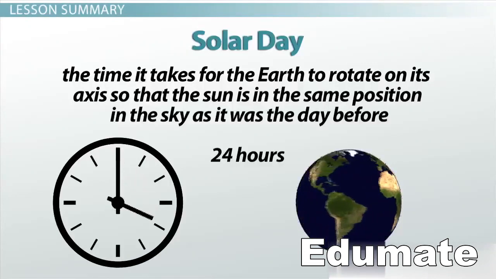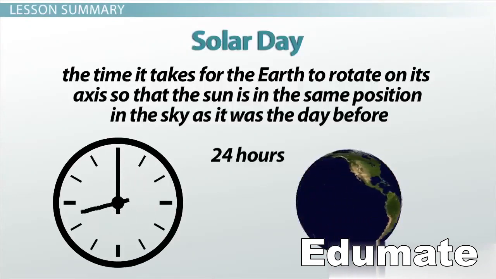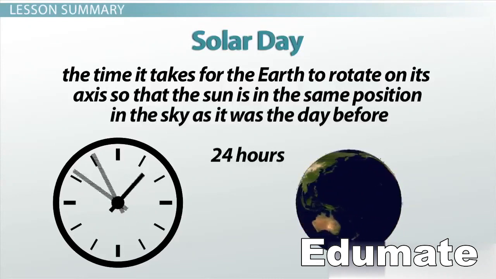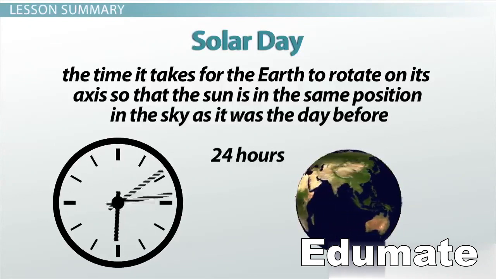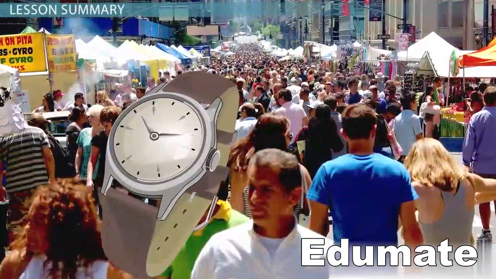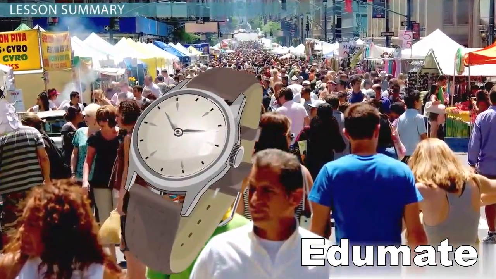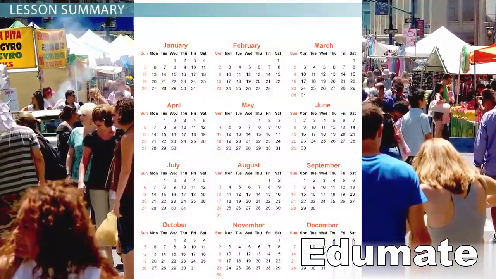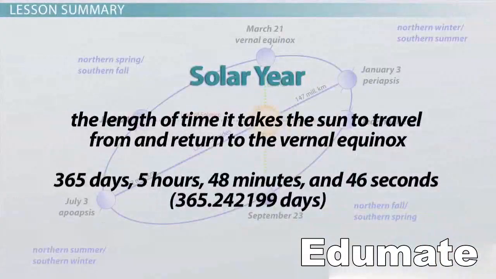A solar day is the time it takes for the Earth to rotate on its axis so that the Sun is in the same position in the sky as it was the day before, 24 hours. We run our societies and clocks on the solar day as much as we run our calendar year on the basis of the solar or tropical year, which is the length of time it takes the Sun to travel from and return to the vernal equinox. 365 days, 5 hours, 48 minutes, and 46 seconds.